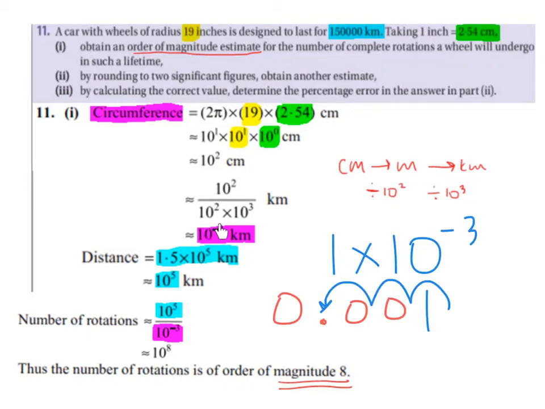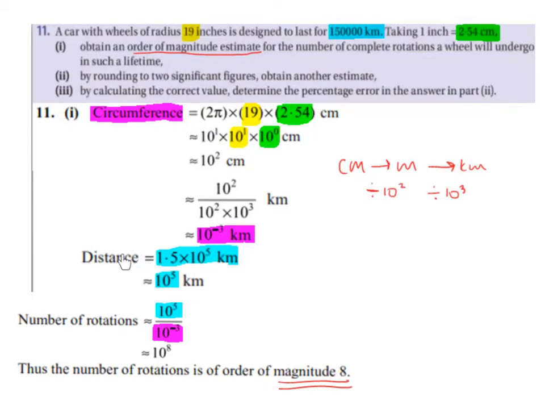So 10 to the power minus 3 is really 1 times 10 to the power minus 3 in scientific notation or standard form. And what we do is we take the number 1 and we have the decimal point after it, and we move it 1, 2, 3 places to the left and put our new decimal point. So we have 0.001. So this is really 0.001 kilometers.